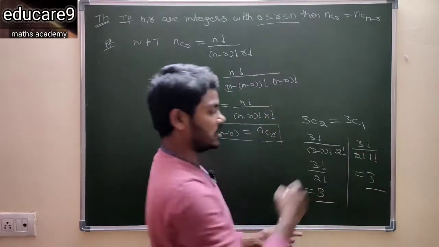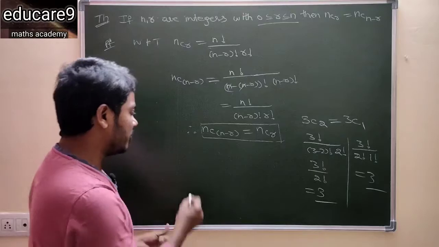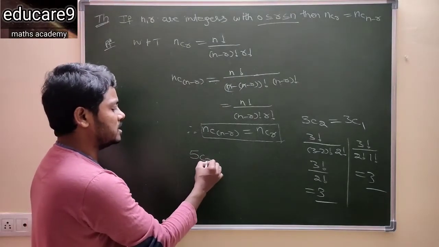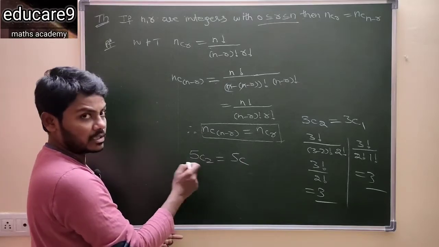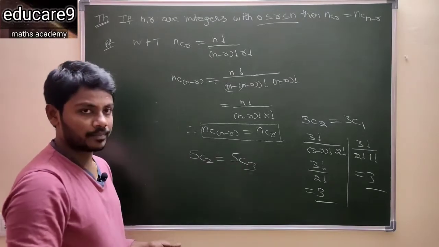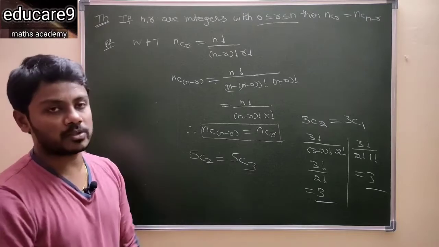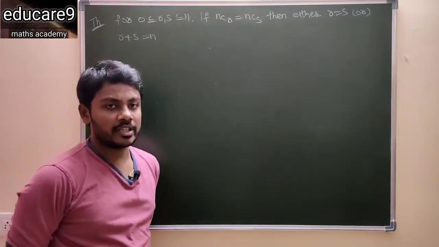So both are same. Similarly, for example, 5C2 can also be written as 5C(n minus r), that is 5 minus 2, which is 3. Okay, so these are the examples. Now see the next theorem.